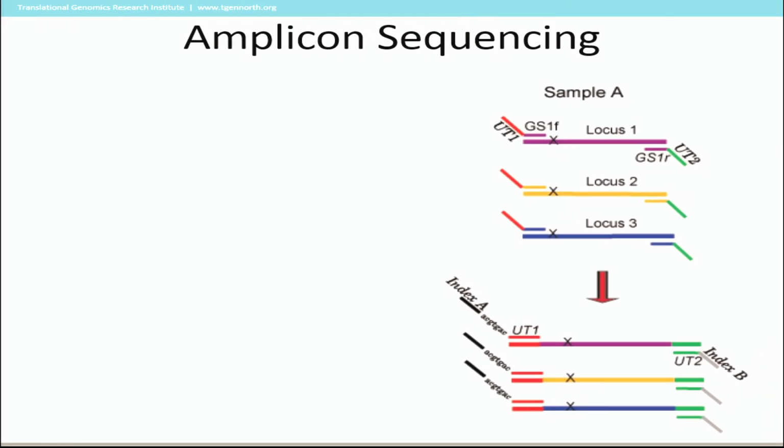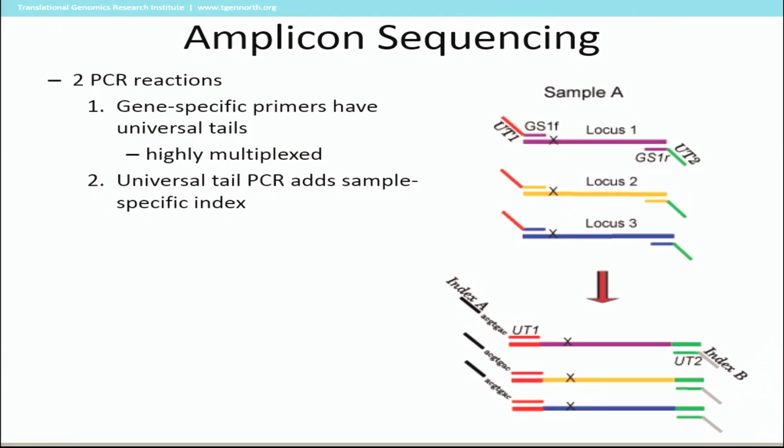So amplicon sequencing, the way that we do it, is a fairly simple approach, and we're looking to simplify it, but the concept is pretty simple as well. Essentially, we're doing two PCR reactions. First, we use gene-specific primers that we've built a universal tail onto the end. So we amplify that up. We have our amplicons with these tails on them.